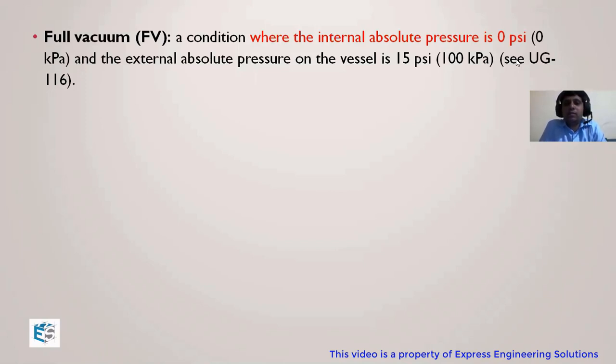The definition of full vacuum, as far as this ASME Section VIII Division 1 is concerned, is like this: a condition where the internal absolute pressure is zero. What they are saying is, the internal absolute pressure is zero, and the external absolute pressure of the vessel is 15 psi.